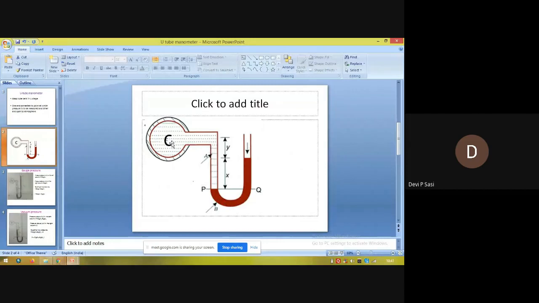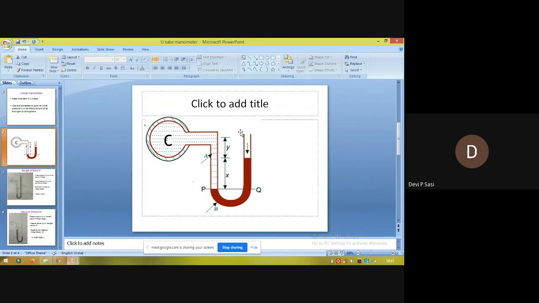Its one end is connected to the point where pressure is to be measured, and the other end is open to the atmosphere. Let us assume we have to find the pressure at C. Then one end of the manometer is connected to the point C and the other end is open to the atmosphere.